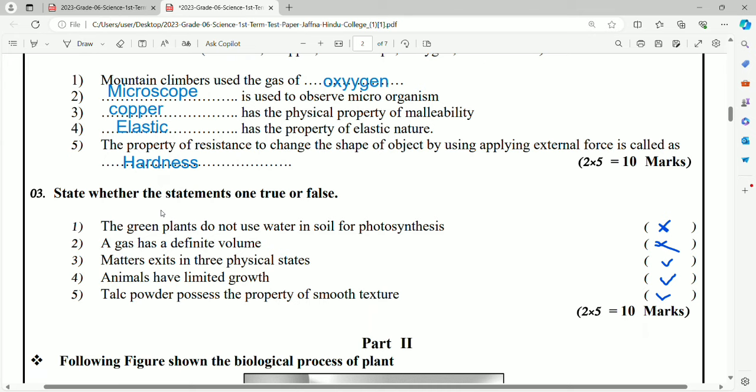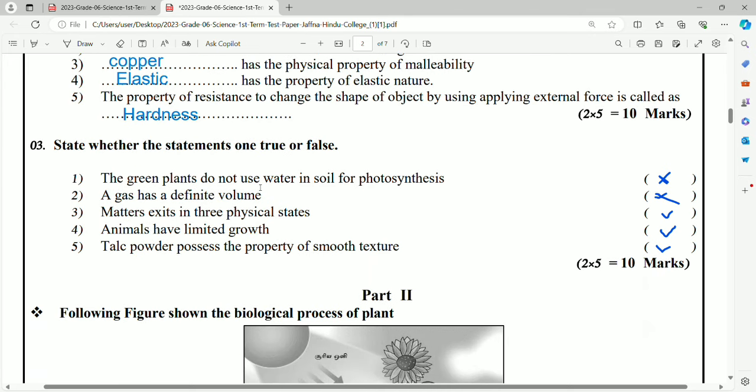State whether the statement is true or false. Green plants do not use water in soil for photosynthesis. For photosynthesis, water is important. Without water, no photosynthesis can occur. Plants obtain water from soil. So this statement is wrong, because green plants do use water.